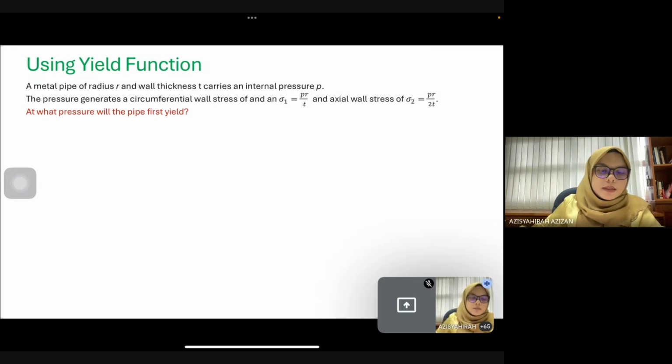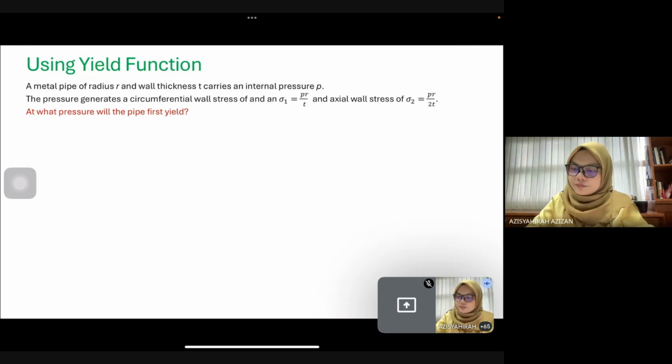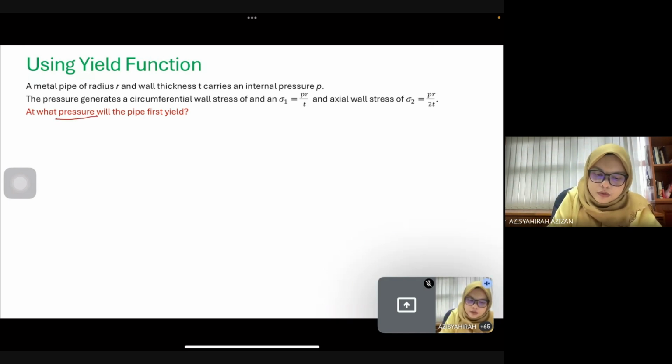We have a metal pipe of radius r and wall thickness t that carries internal pressure P. The pressure generates a circumferential wall stress sigma 1 equal to PR over T, and also an axial wall stress sigma 2 equal to PR over 2T. What is T here? T is the thickness of the wall. At what pressure will the pipe first yield? To find this internal pressure, we need to find this pressure.